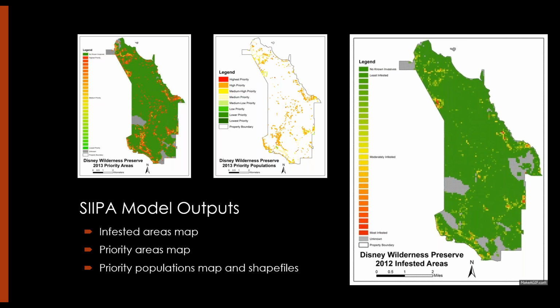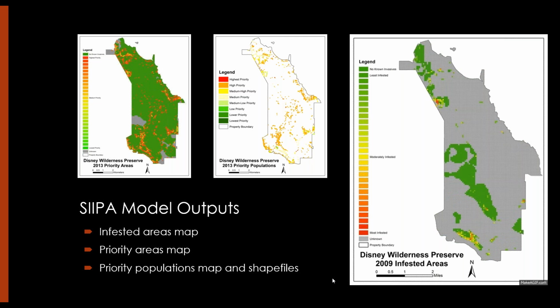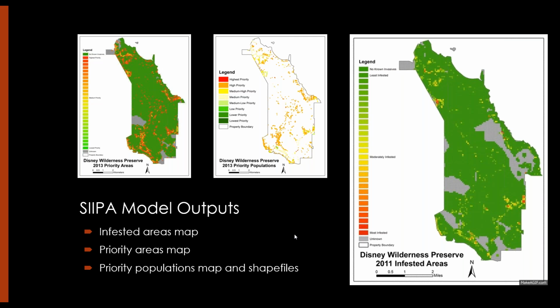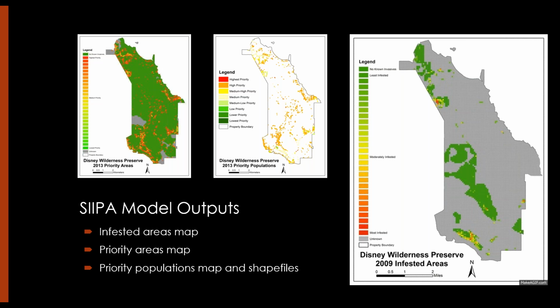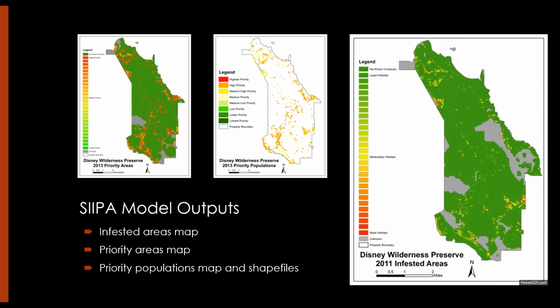And the actual outputs that you get are essentially 3 maps. So this big one on the right that you see here, this is the Infested Areas Map. And you can see that by using this tool over time, I've been able to show a really good story of the amount of work that's been done and to evaluate the quality and impacts of the invasive species work that was done.